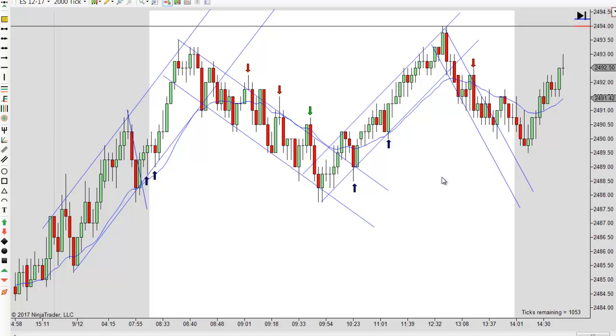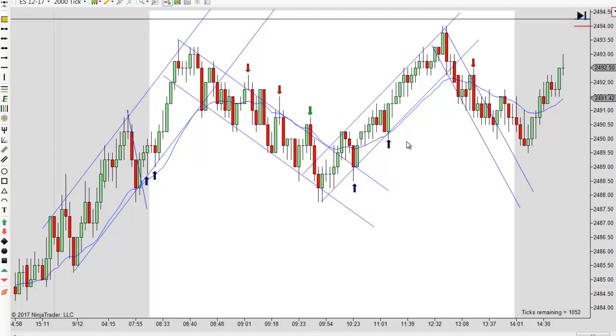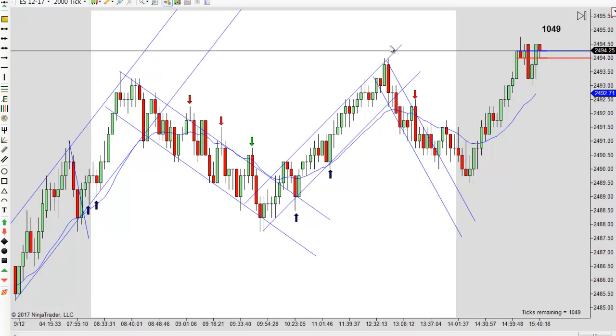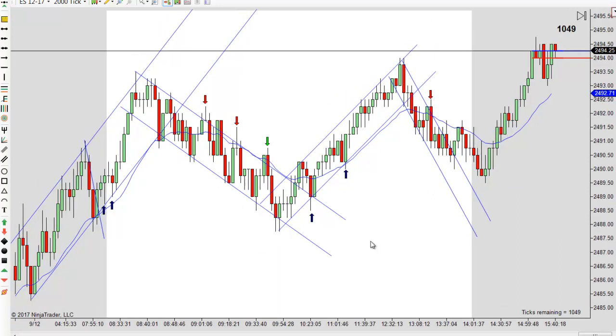So, pretty typical day today. Notice we had a channel working up. You get a break. We had a little channel working down. You get a break, a new low. Then we moved up to a new high, and we continue to make lower highs and or higher lows and higher highs here. So this is really kind of an upward bias in the end, but it's a range type day.